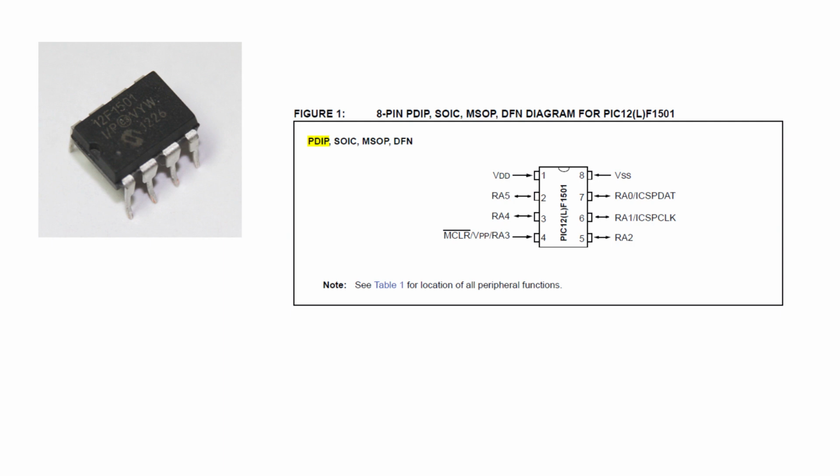The DIP version is easiest to prototype with. 2 of the pins are for power, which can be up to 5.5 volts, and ground. The remaining 6 pins are for input and output. They're the PIC's connection to whatever devices it's responding to or controlling. They're named RA0 to RA5.